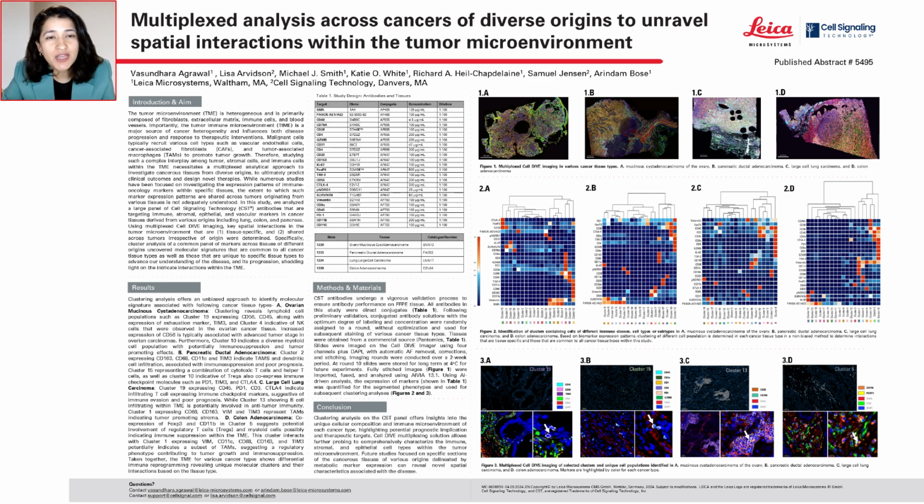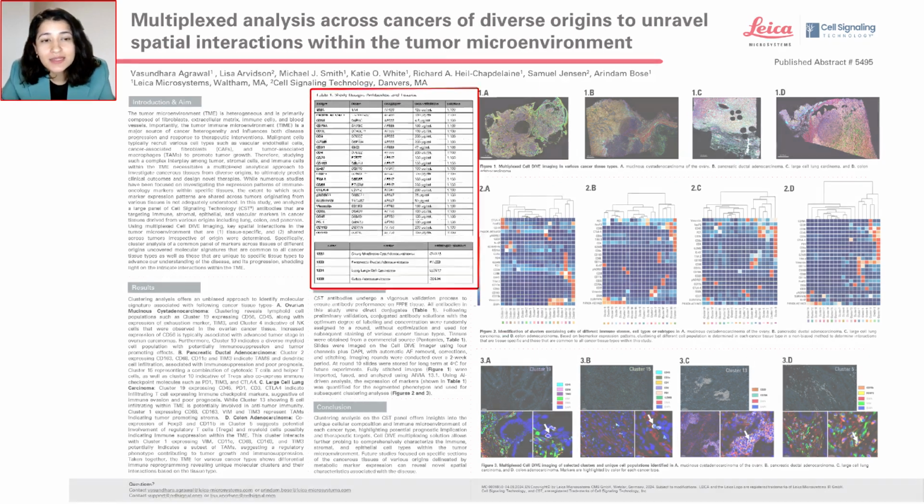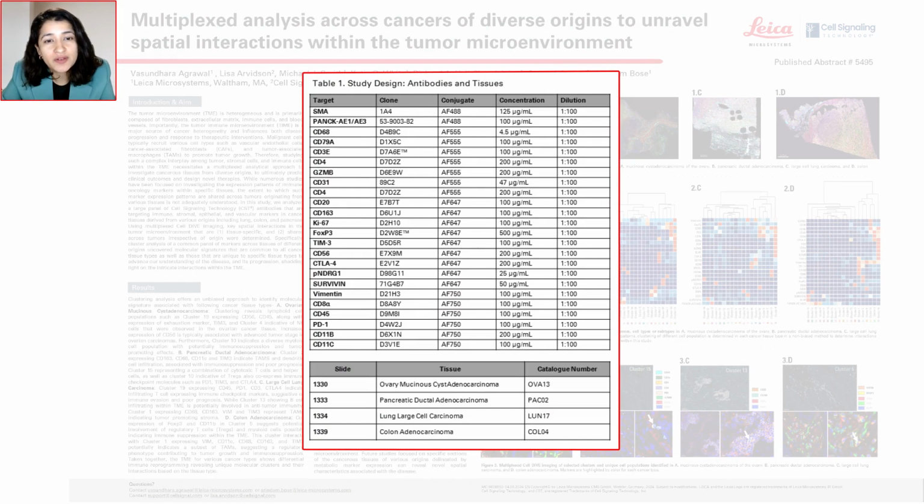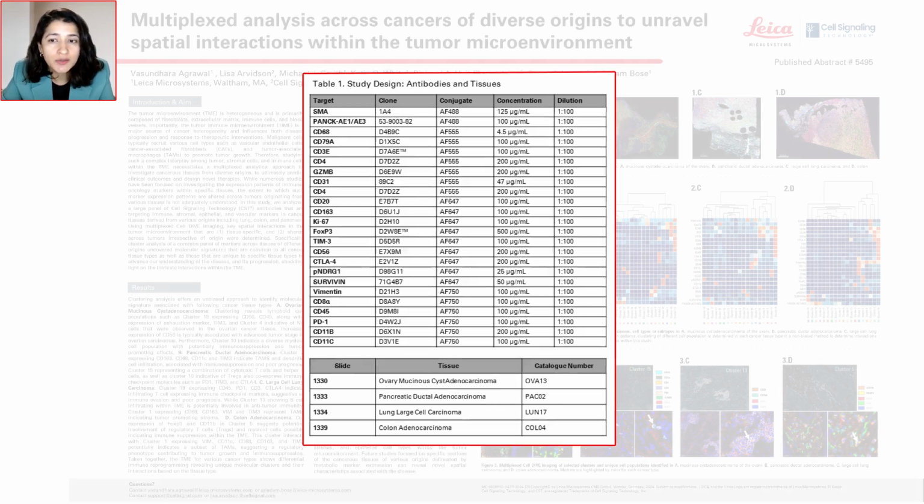The TME for such cancer types may show differential immune reprogramming, revealing unique characteristics and molecular clusters, and their interactions based on the tissue type. CST antibodies undergo a rigorous validation process to ensure antibody performance on FFPE tissues. All antibodies in this study were direct conjugates and are shown in Table 1 here. These antibodies were then used for subsequent staining of various cancer tissue types, shown here.